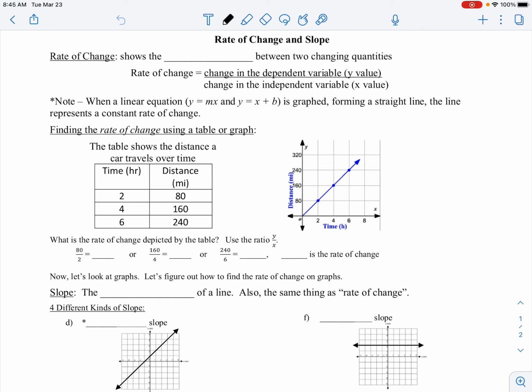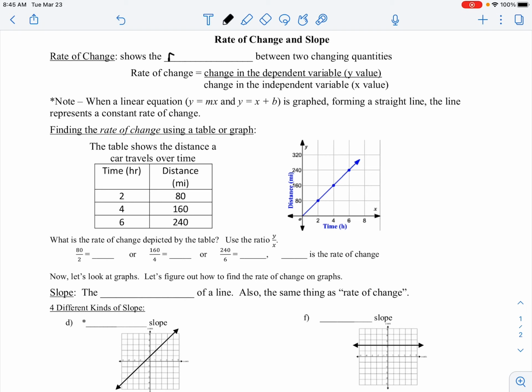So we've been talking about functions and relationships and how to relate different things from different information we're given, whether it be tables, graphs, or equations. So we're kind of continuing on with that whole format today. So today we're talking about rate of change and slope.